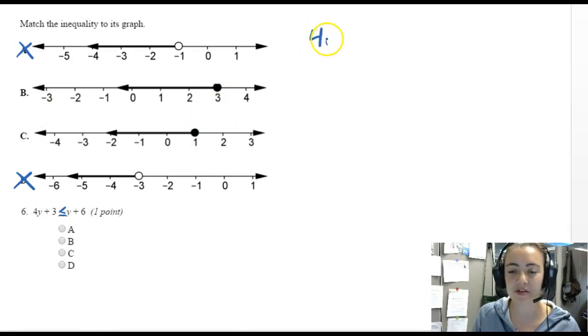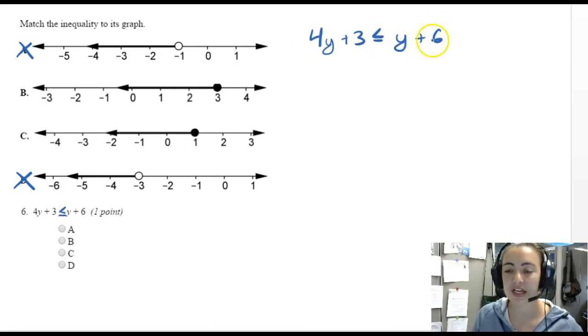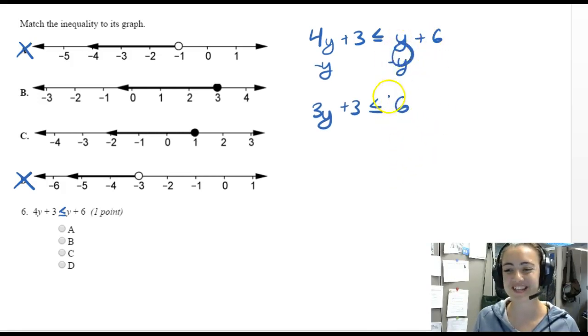So I'm going to rewrite it up here so we have a little bit more space to answer this question. And again, we have variables on both sides. Let's put them all on one side. So subtract y from both sides. 4y minus y is 3y. We still have the plus 3 because it's not a like term. Y minus y is 0. So we just have 6 left.